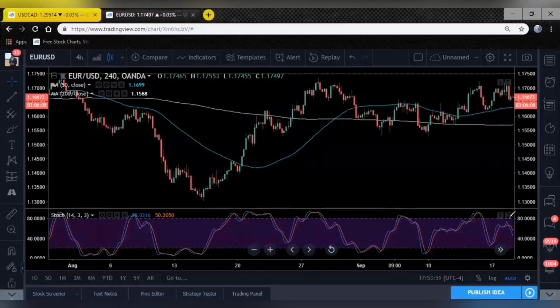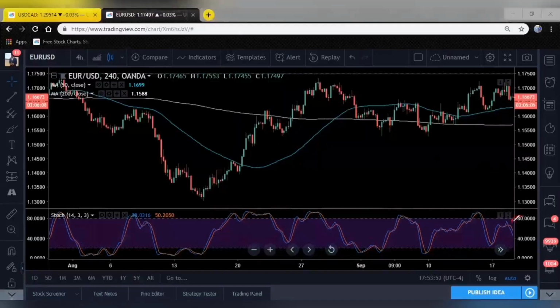Within the stochastic range, we have the 80, which is the highest point it could reach. And we also have the 20 area, around the 20 area here, which is the lowest point price can reach within that time frame. As we could see here, stochastic reached a low on the H4 time frame, and price reversed for a buy.